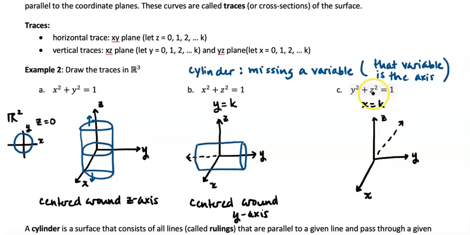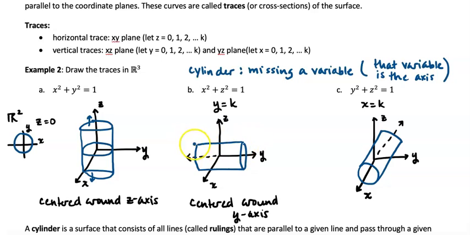Because we have the circle y squared plus z squared is equal to 1, that means that the trace on the yz plane is going to look like a circle. So we're going to have a circle centered around the x-axis, going infinitely in the x direction.